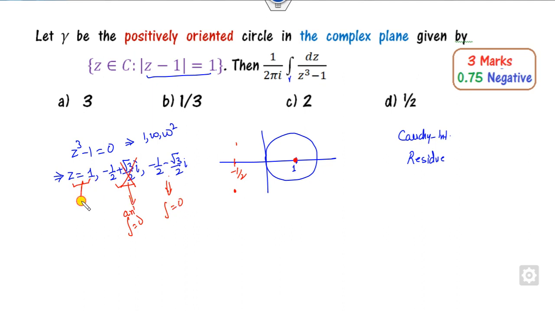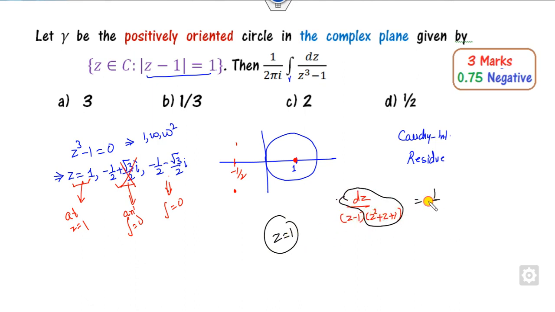So the only point where the function is undefined is z equal to 1. So whatever you have to write, write in this form. Now you can substitute z equal to 1 apart from this factor, that is 1 upon 1 square plus 1 plus 1. The answer is 1 by 3, which is the required answer.